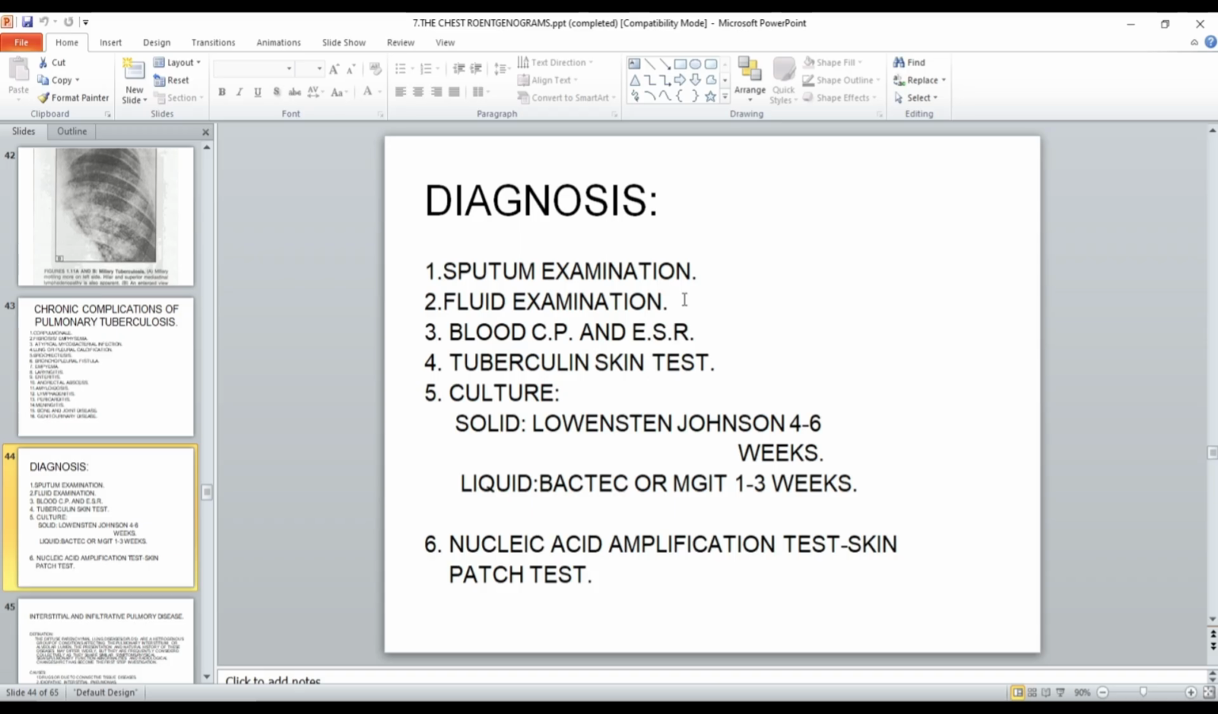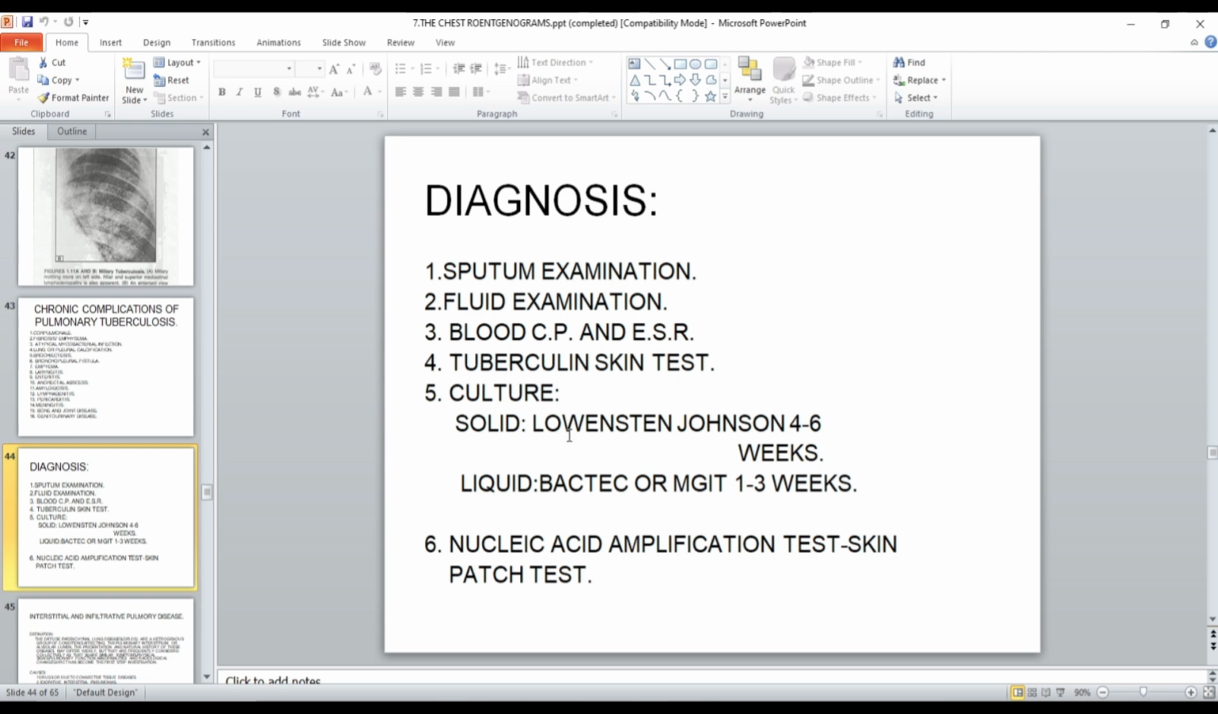Diagnosis: first, the sputum is examined for acid-fast bacilli, and second is fluid examination of the pleura. Third is blood CP and ESR. Then tuberculin skin test and culture. There are two types of culture: one is solid and another is liquid.